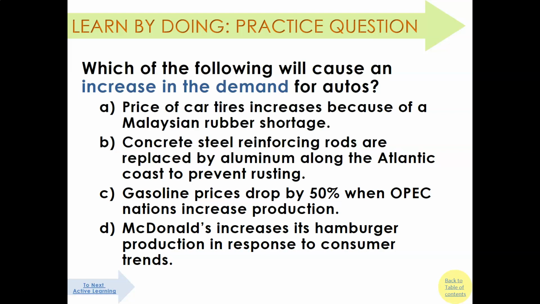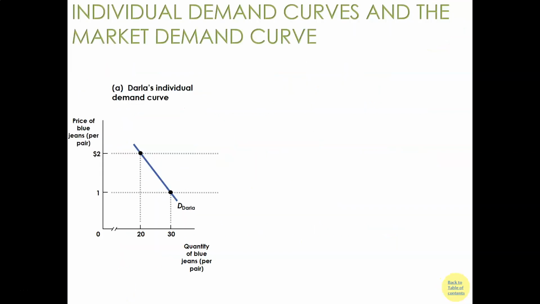Well, the first one actually can affect the supply side. But in fact, the most direct effect here, of course, is the gasoline prices dropping by 50%. And that's a complement to car travel, to buying a car. So the demand for autos will increase in response to much cheaper gas. So answer C is our best there.